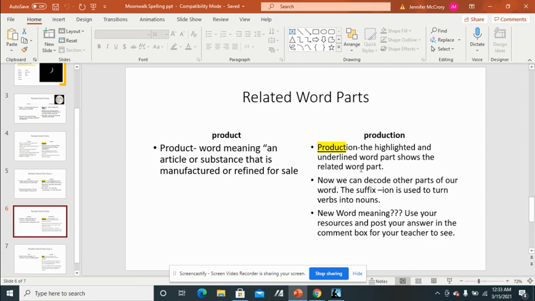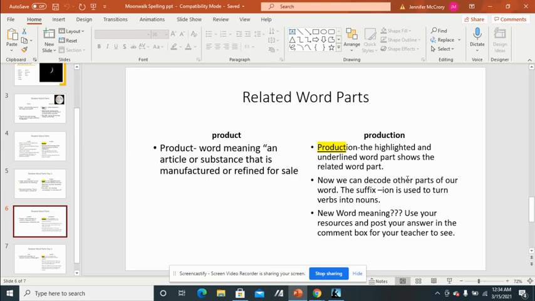Now we have to be able to identify that the underlined word part shows the related word part. But there's also another block that we have to find out how it fits. How's it going to connect? So we can decode other parts of our word. And it just so happens that the suffix ion is used to turn verbs into nouns. So now, what's this new word meaning going to be?